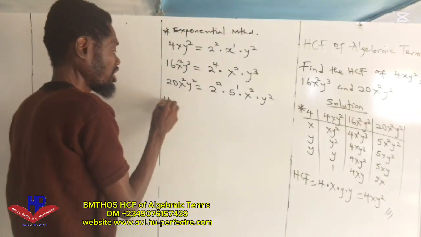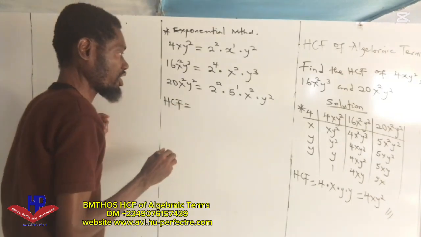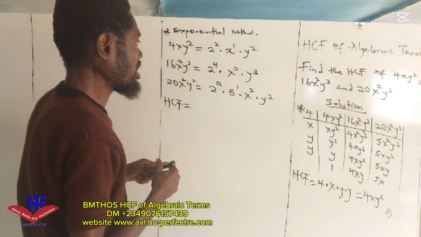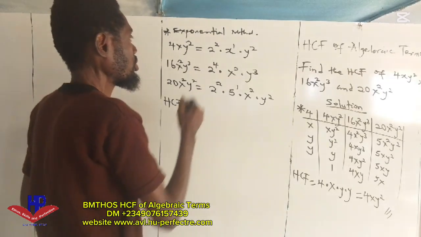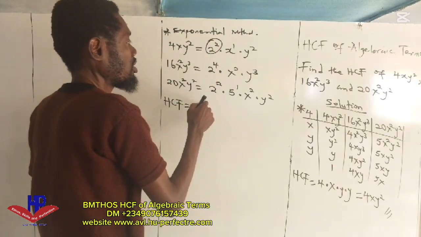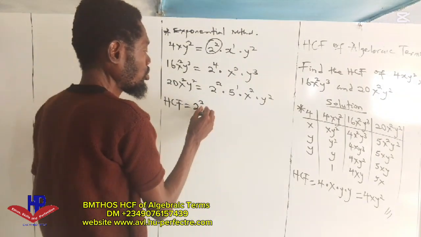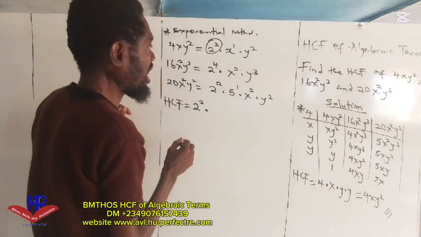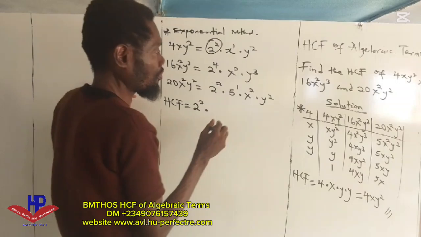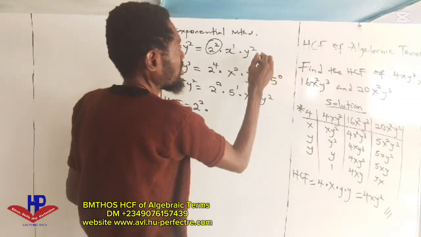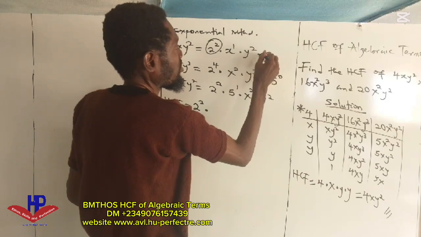And I told us in the previous class that for HCF, you need to pick out the ones with the lowest power. In the families of 2, this is the lowest power. This is also power 2, but just pick only one of it. 2 to power 2 times, in the family of 5, first of all, fill up the gap. There's 5 here, there's no 5 here. I'll write 5 to power 0.